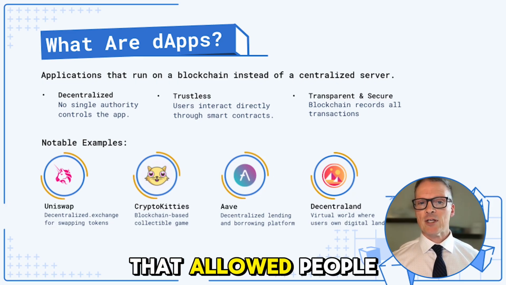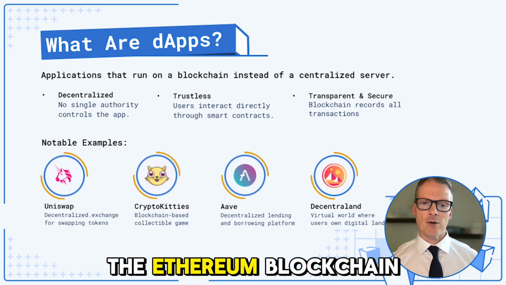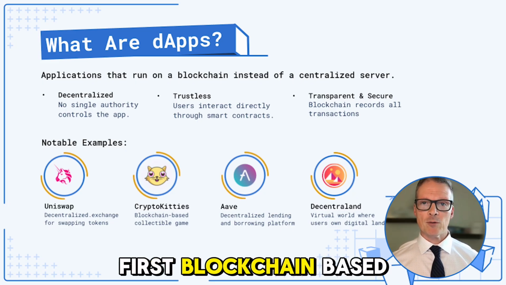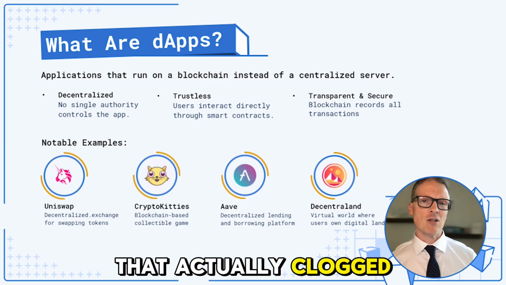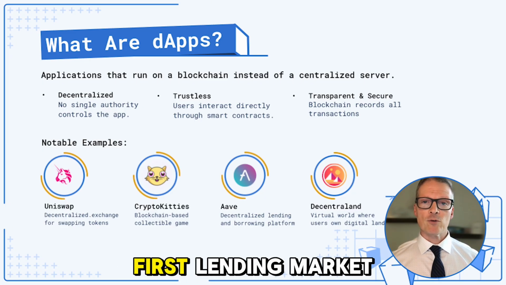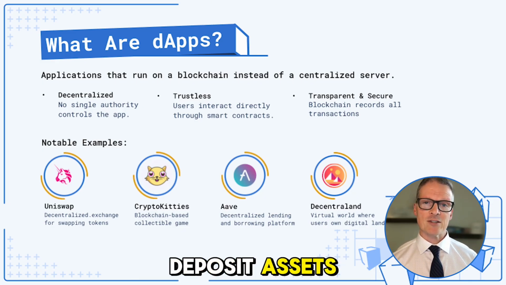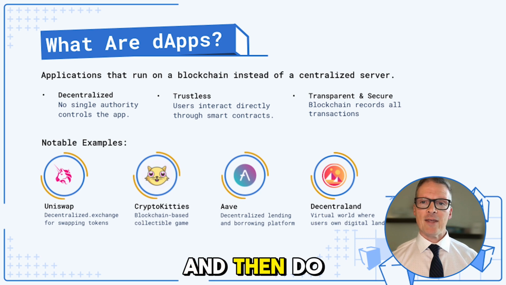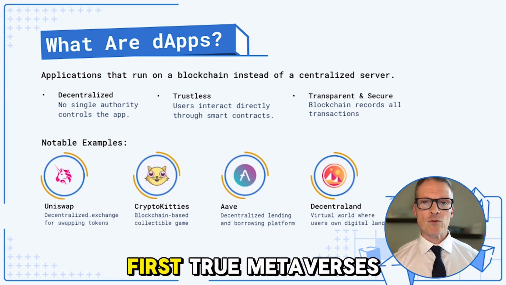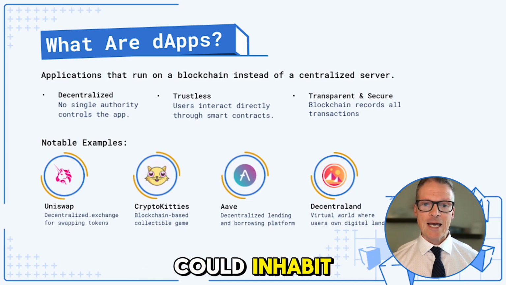Uniswap was the first that allowed people to peer-to-peer exchange different types of tokens that live on the Ethereum blockchain. CryptoKitties was perhaps one of the most famous first blockchain-based games that actually clogged up the Ethereum chain back in 2017. Aave is the first lending market that was available on chain where people could deposit assets, borrow against them, and then do other kinds of financial activities. And Decentraland was one of the first true metaverses, an entirely digital world that people could inhabit.